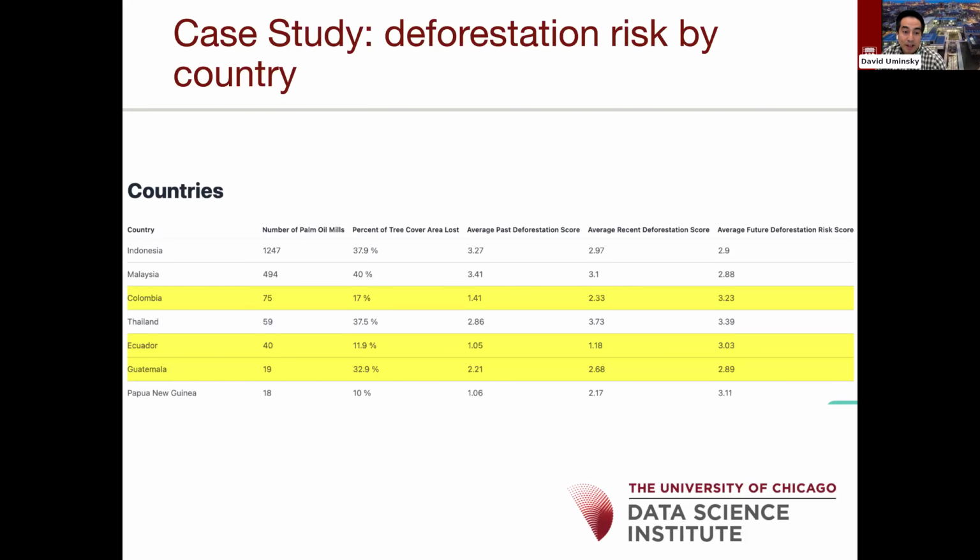My family's from Guatemala. When I start looking at places like Guatemala, Ecuador, and Colombia, what you're actually seeing there, particularly if you look at Colombia, is there's not a lot of past cover loss associated to mills yet, right? But if you look over at the average future risk score in Colombia, it's extremely high. And so to me, that tells me a story of where the next big campaign of deforestation might happen, and where action on the ground and action multilaterally can actually make a difference to prevent some of the deforestation that's happened in places like Indonesia.